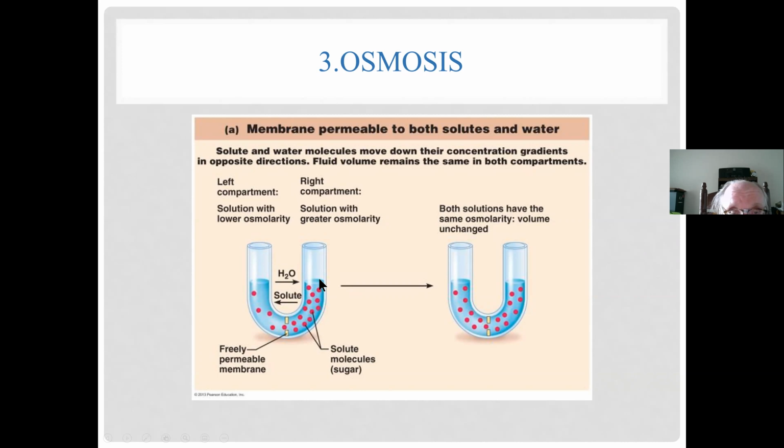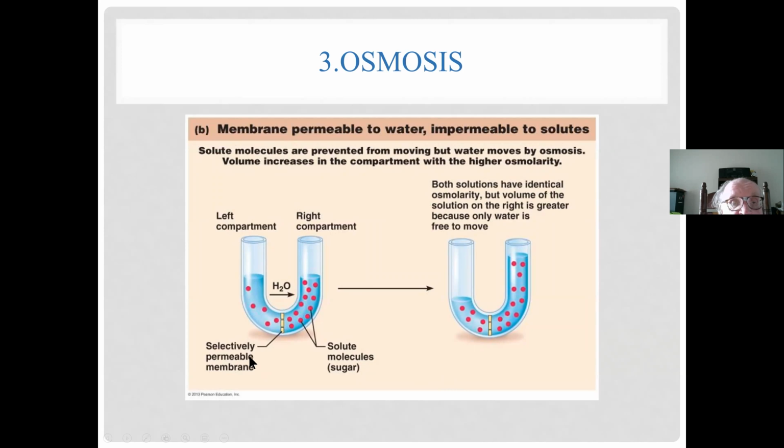Solute is going to move from this side to that side because it goes down a concentration gradient. Water is going to move from this side to that side because it goes down a concentration gradient. At some point it will reach equilibrium, where it has the same number of solute particles, the same number of red particles, and the same amount of water. That is if you have a freely permeable membrane where everything can go through.